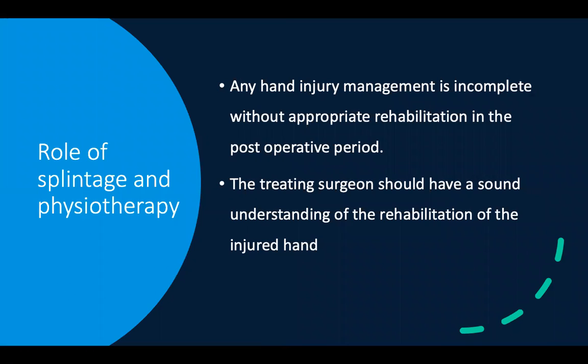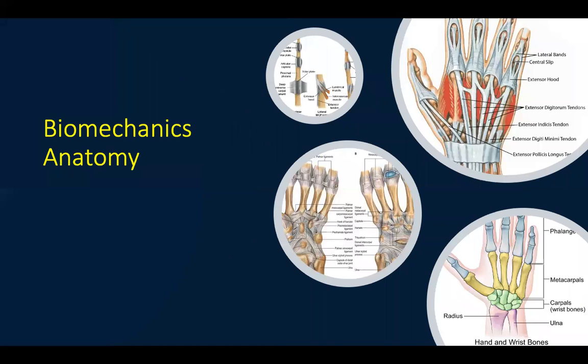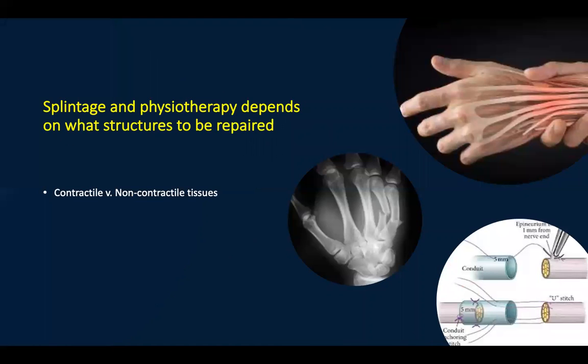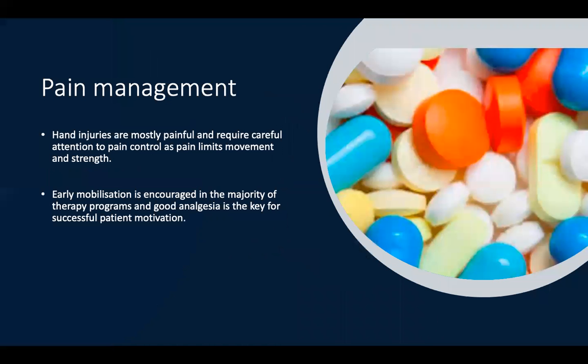Any hand injury management is incomplete without appropriate rehabilitation in the postoperative period. The treating surgeon should have a sound understanding of the rehabilitation of the injured hand. For that, he should have thorough and sound knowledge of the anatomy as well as the biomechanics of the hand. Splintage and physiotherapy depend on what structures are to be repaired: contractile structures like muscle and the muscle-tendon unit, or non-contractile tissues like bone, nerve, or other soft tissues.